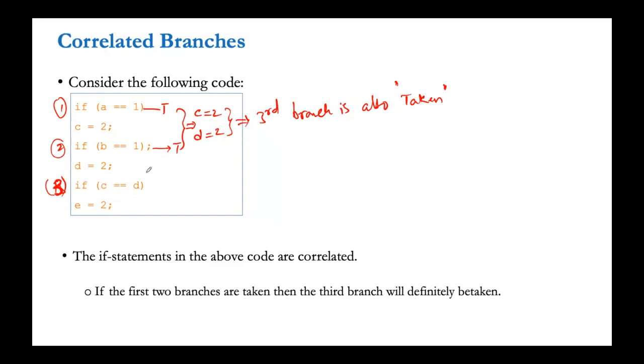From this example, you can see that whether the third branch is going to be taken or not taken depends upon its previous 2 branches. So we say that whether it will be taken or not taken is correlated to the previous 2 branches. Then we call these branches correlated branches. As said, there, the 2 branches are taken.